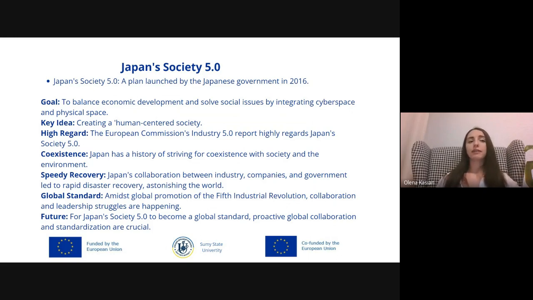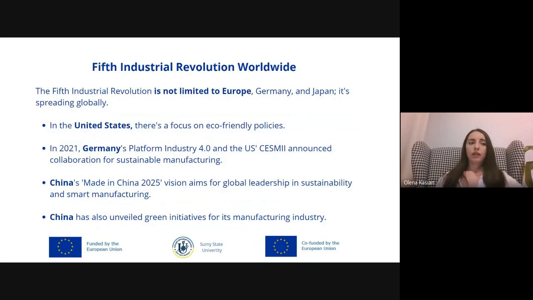It is expected that in order for Japan's Society 5.0 to spread as a global standard in the era of the fifth industrial revolution, proactive global collaboration and standardization activities are necessary. The fifth industrial revolution in other countries.